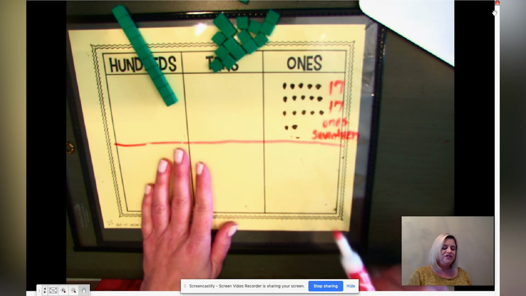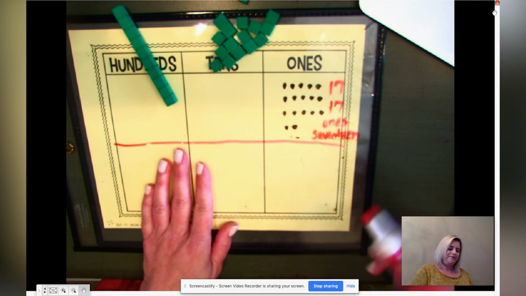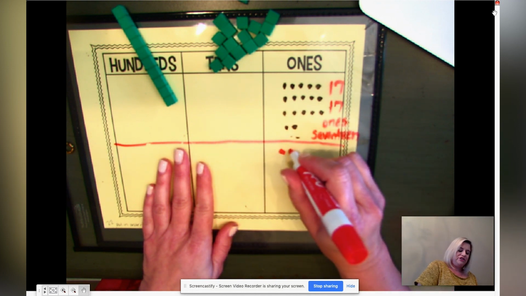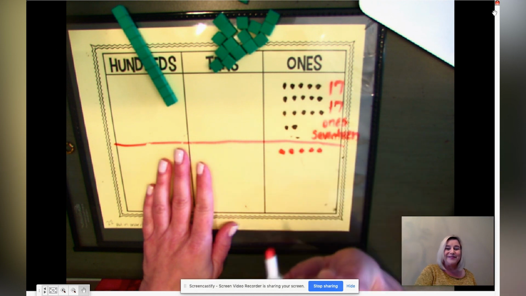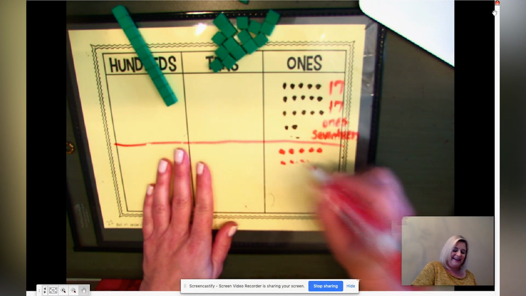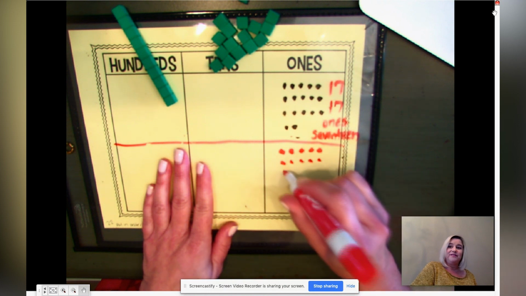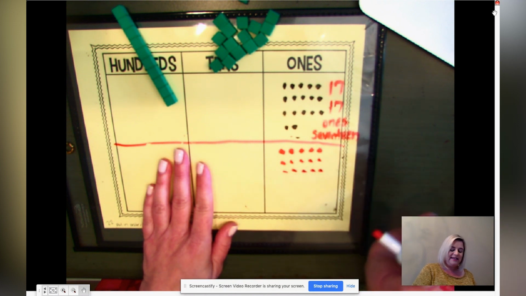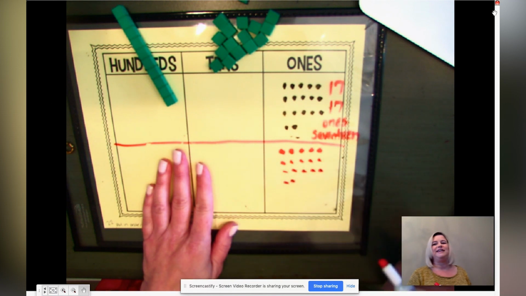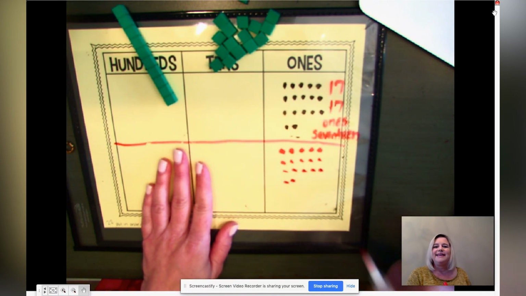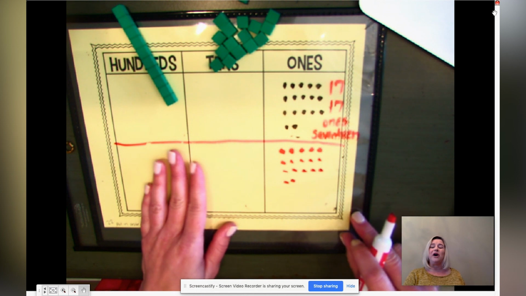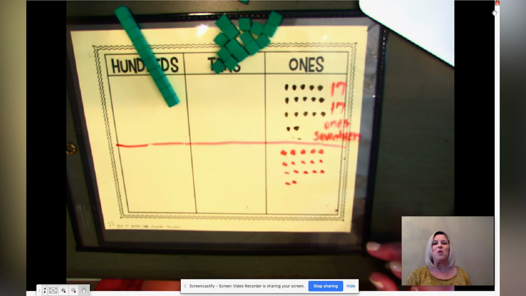Now, let's do 17 ones again. 1, 2, 3, 4, 5. Count with me. 6, 7, 8, 9, 10, 11, 12, 13, 14, 15, 16, 17. Very good. Now, do you remember what we can do to make it easier and how we can bundle it? Yes, we can model the number 17 another way.